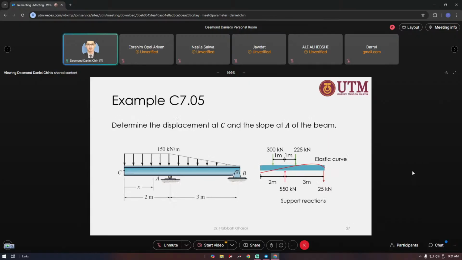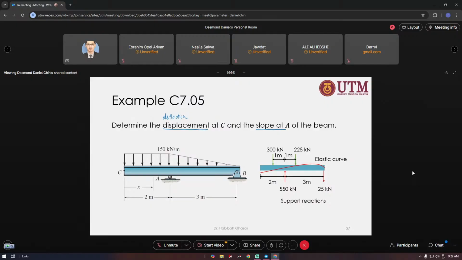So determine the displacement at C. If you can see, displacement means that you have to identify the deflection, right? And also the slope at A. Okay, the slope at A. So you have two things that you need to solve.